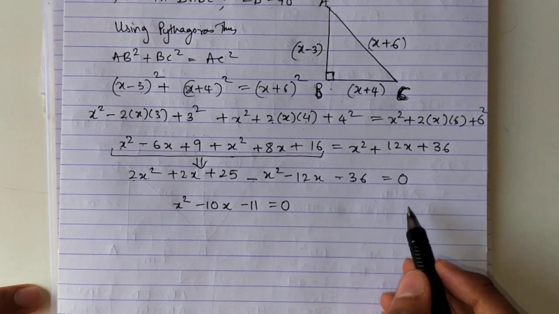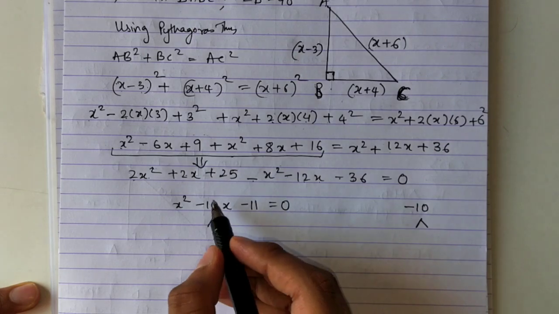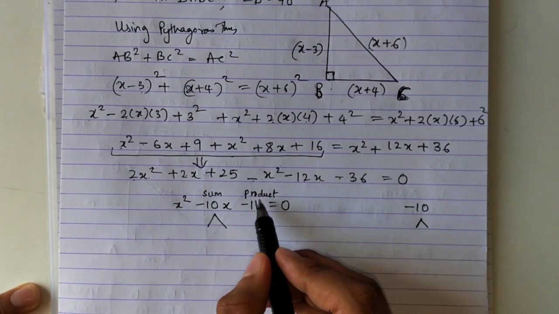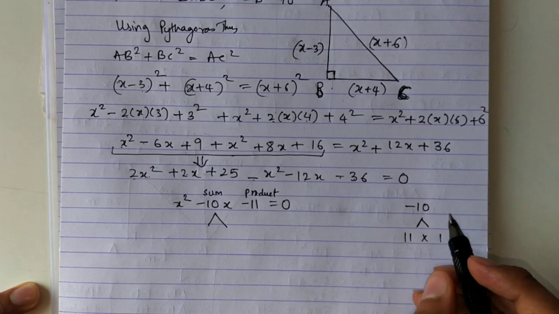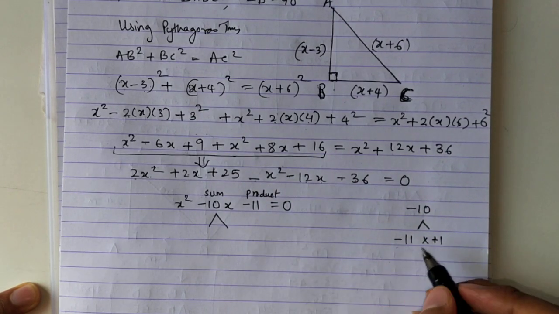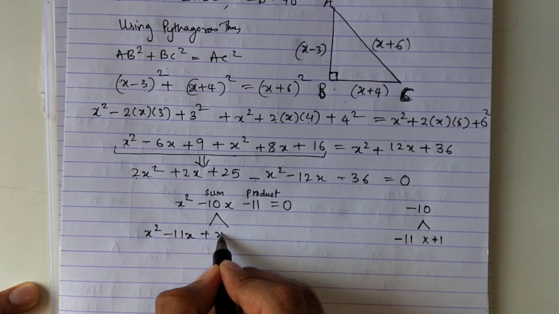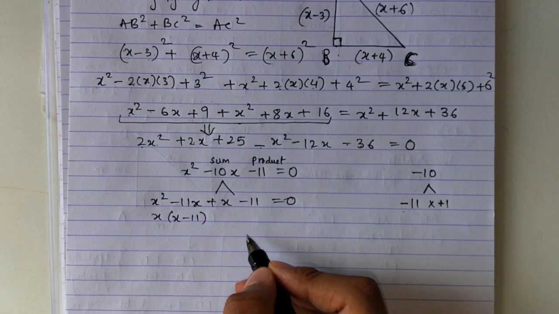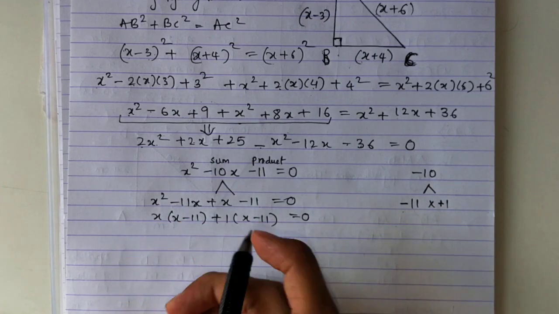Now once I have this, I will split the middle term to find the answer. Remember that the middle number should be the sum and the last number should be the product. The product should be minus 11, which we can get by 11 into 1, but when I add them I should get minus 10. So I'll take minus 11 plus 1, which is minus 10, and when you multiply them you get minus 11. So the splitting is minus 11 plus 1. Let's split this: x square minus 11x plus 1x minus 11 equals 0. Take x common: x into (x minus 11), and there is nothing common here, so I'll take 1 common: 1 into (x minus 11). Now (x minus 11) will come common.